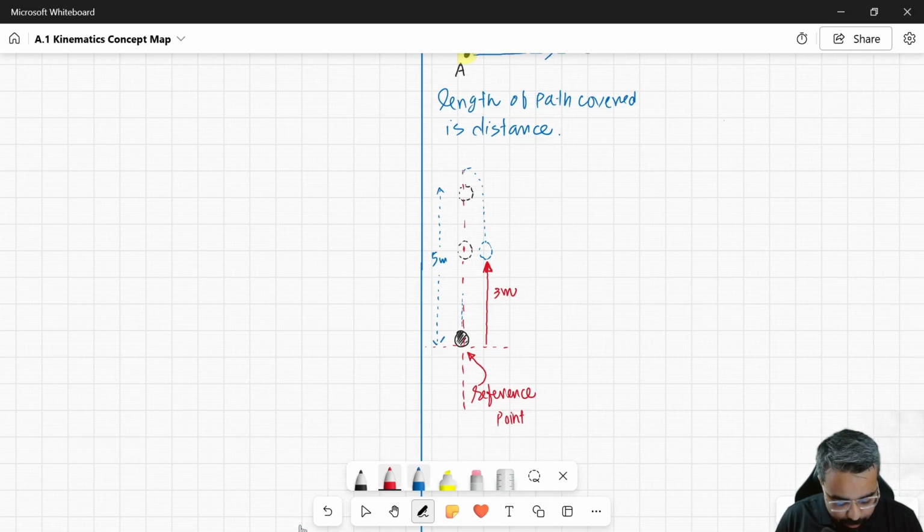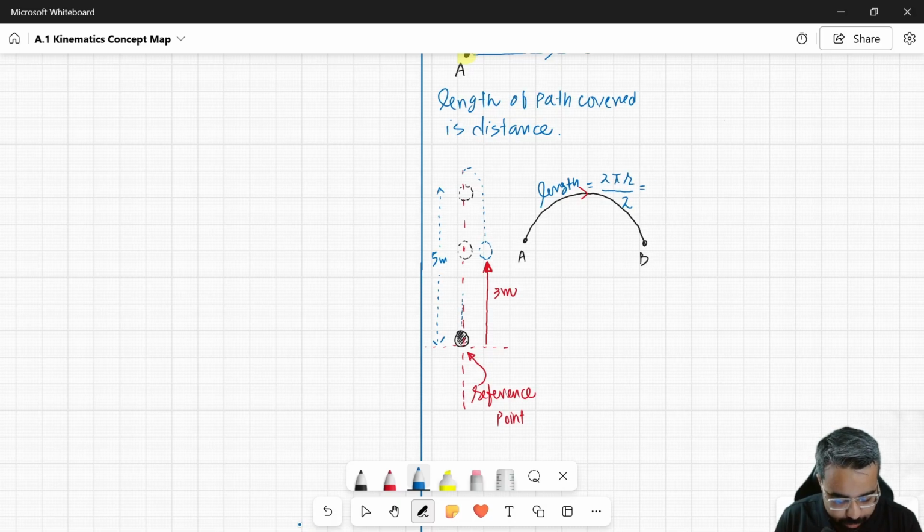Let's quickly take another example. If a particle is moving in a semicircle, this is the initial position and this is the final position. So what is the displacement and what is the distance? Distance is a scalar quantity, it can never be negative. So how much is the length of the path? That is equal to half the circumference. So that is pi r, because this is a semicircle.